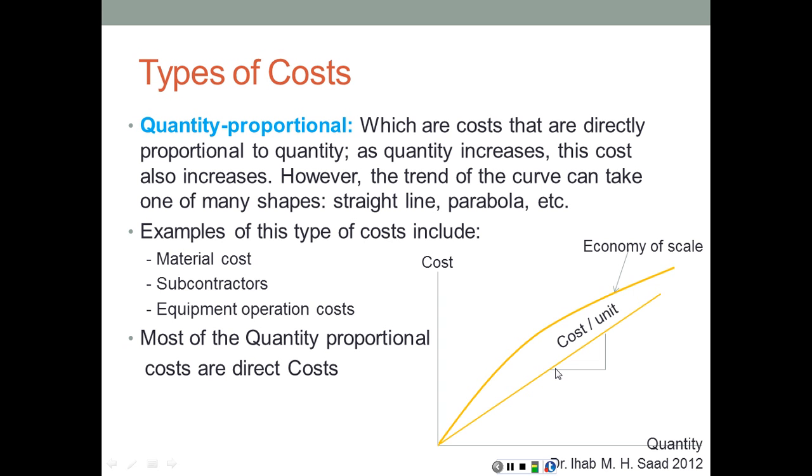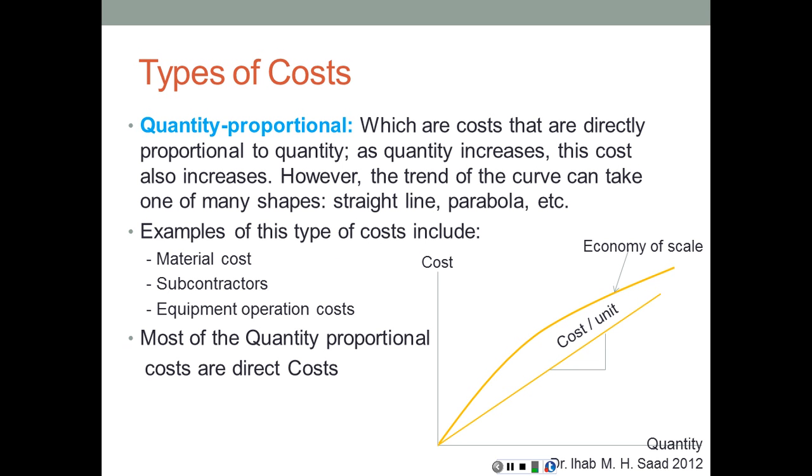However, in some cases you can also have a different shape, which is related to something called the economy of scale, or you can get a discount on larger quantities. If you buy in bulk, the unit price is going to decrease as the quantities increase, and that's reflected by this parabola.